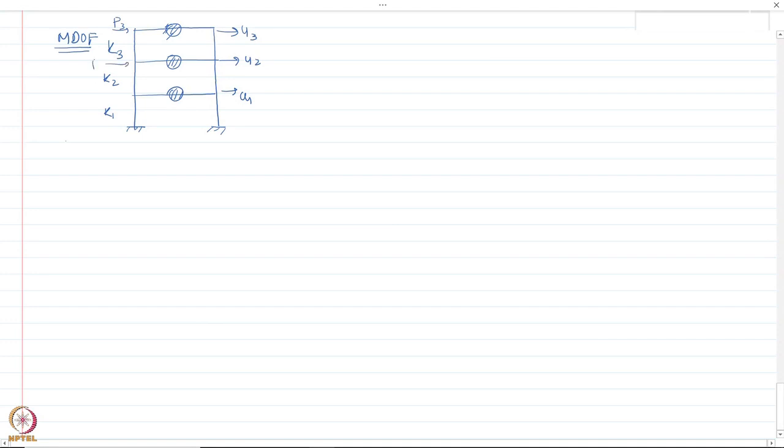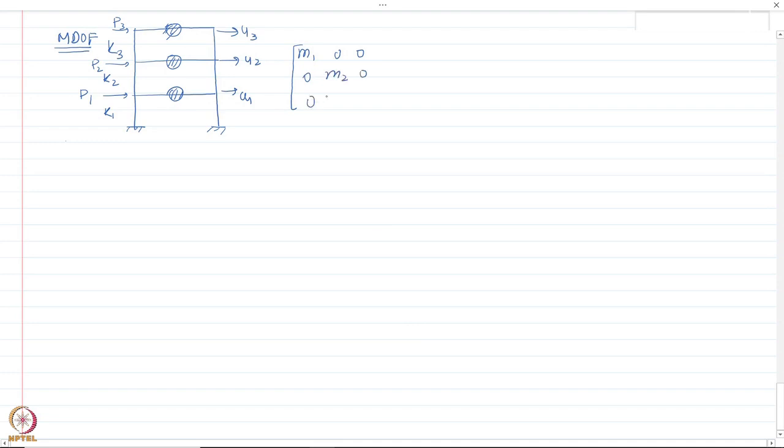Okay, and we took the example of a three-story shear type building in which we said that the building has 3 degrees of freedom represented by U1, U2 and U3, and it has masses lumped at each level, and the story stiffness is represented by K1, K2 and K3. And we found the equation of motion of this three-story building subject to external load. These external loads were P3, P2, P1 applied at the respective stories. And the equation of motion that we got was of this form.